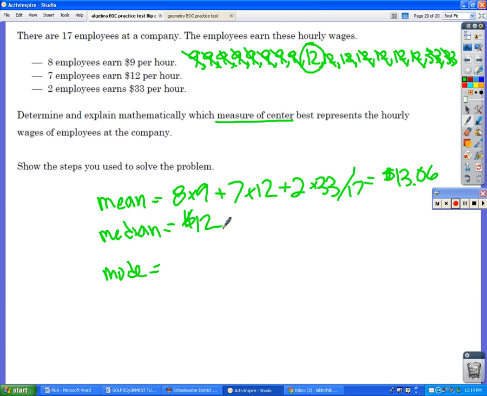Good Lord. Okay, the mode is 9 because why? It comes up the most. Most people make $9 per hour, so the mode is 9.